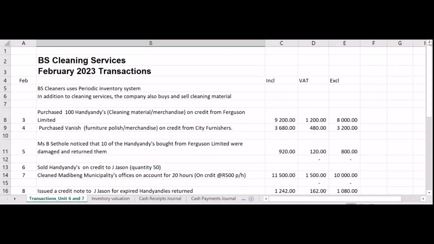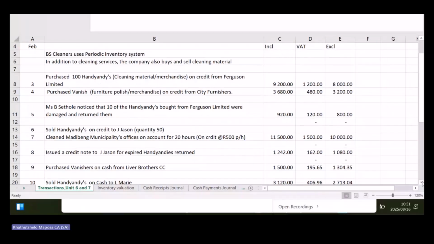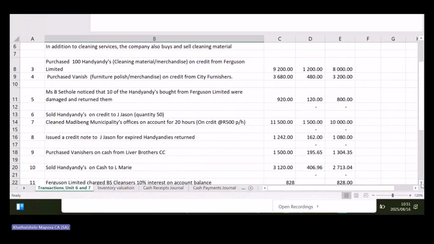Number 3, we have purchased something on credit. Number 4, we purchased something on credit as well. Which books are we going to use on those? Let's see by the raise of hands, from number 3 to number 7. Puselots will do from number 9 up until 12. Patu will do from 3 to 7. Patu, number 3, we have bought Handy Andy on credit. Which book are we going to use?